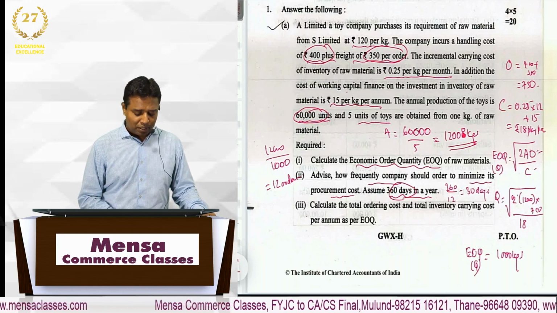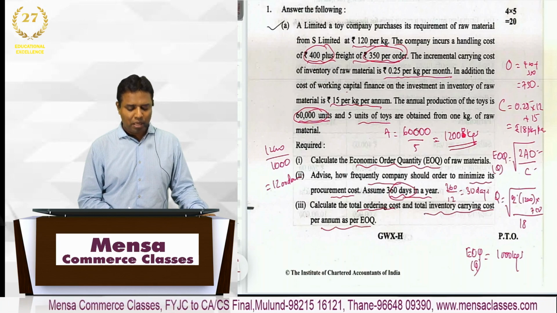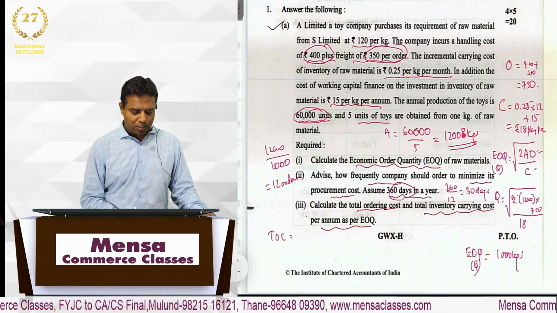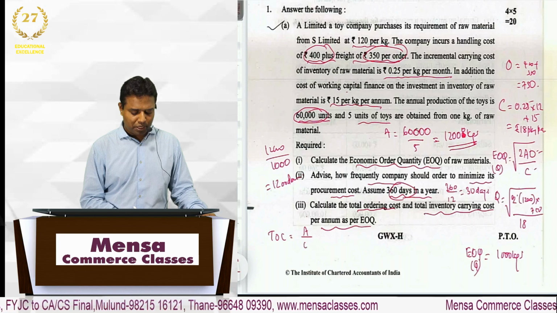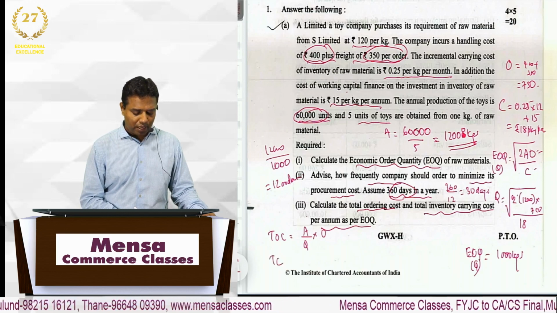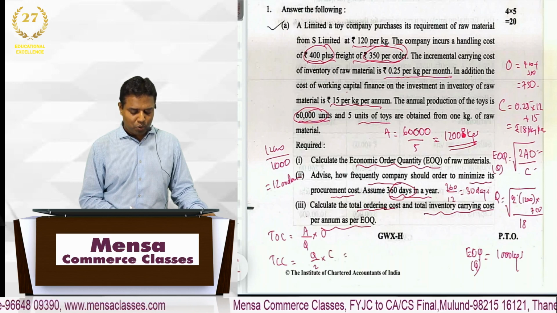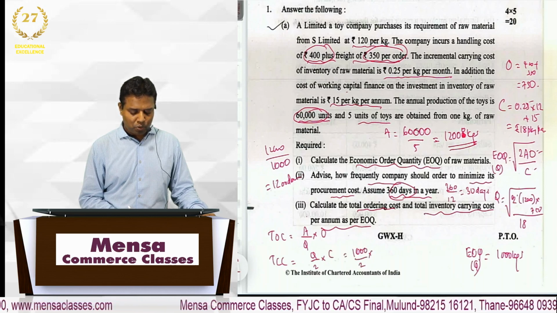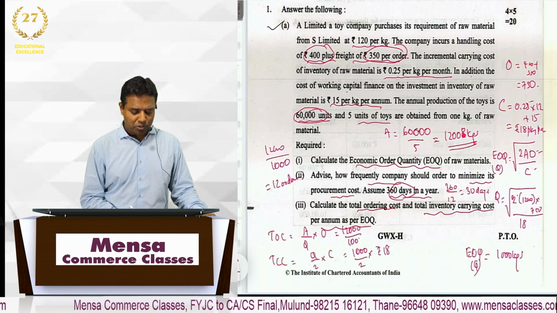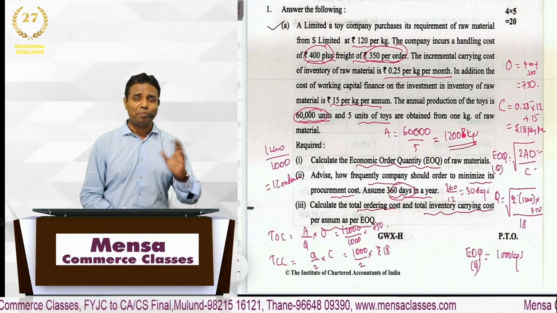That's the meaning. Then calculate the total ordering cost and total inventory carrying cost per annum as per EOQ. The total ordering cost, how do we find out? We write the annual consumption divided by Q into the cost per order. Then how do you get the total inventory carrying cost? Total inventory carrying cost will be Q by 2 into C. Our Q is nothing but 1000 divided by 2 into rupees 18. You will get the answer. Here it will be 12,000 divided by 1000 into per order 750 rupees. So multiply, you will get the answer. I hope that's clear. Very good.